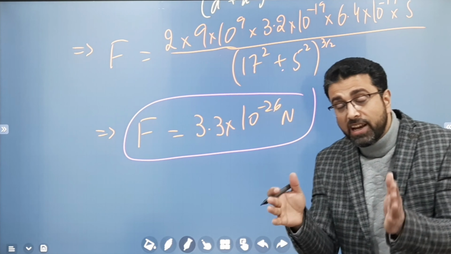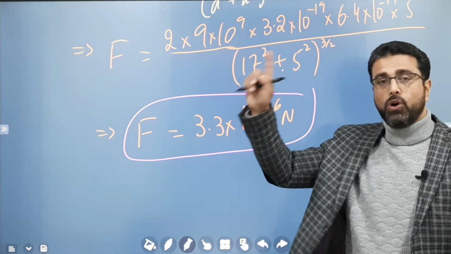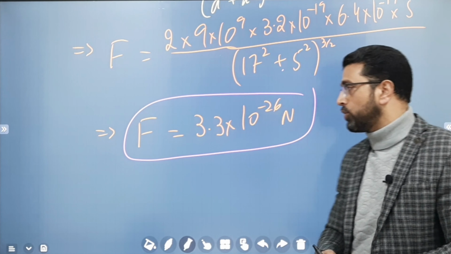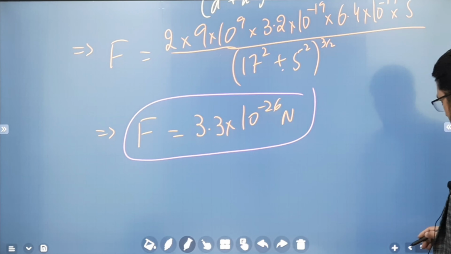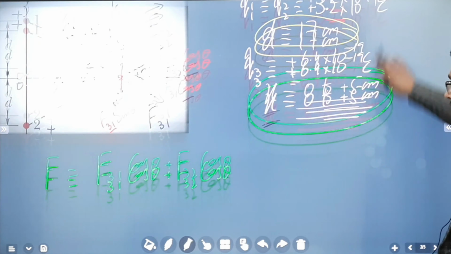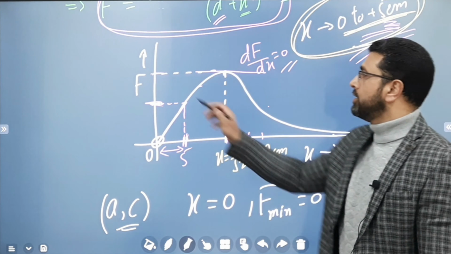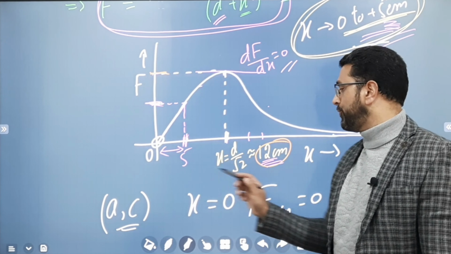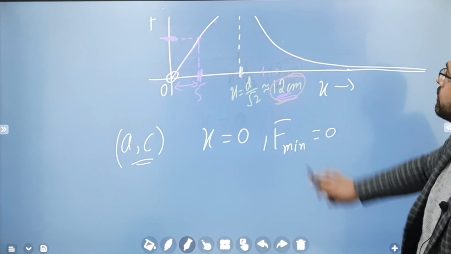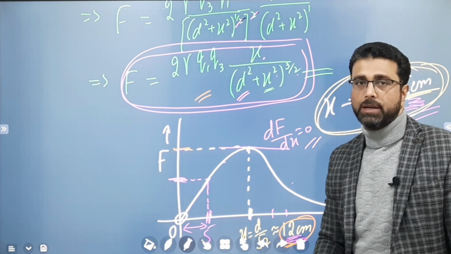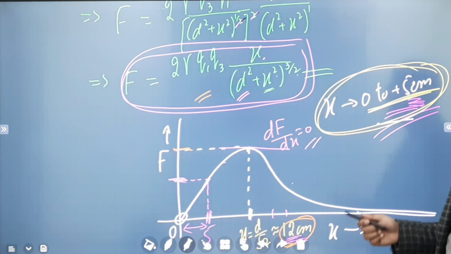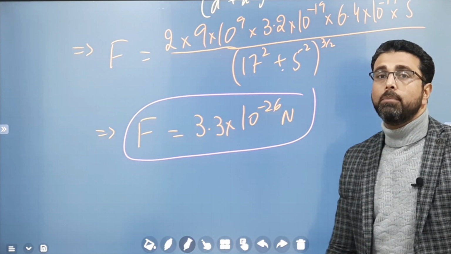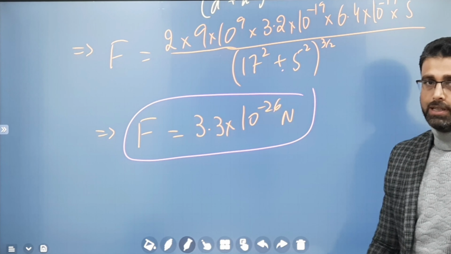This is the maximum force within the range 0 to 5. Overall, this is not the maximum. Overall maximum force is at x equal to 12 centimeters. This is the maximum force within the 0 to 5 centimeter range. Is that fine? So take this as an assignment: find out the overall maximum force. Now you know the value of x for that, x is equal to 12 centimeters. So you just have to substitute x equal to 12 centimeters here and you will find that maximum force. I'll leave that for you. So within 0 to 5 centimeters, force is maximum at 5 centimeters and the value of that maximum force is 3.3 into 10 to the power minus 26 newtons. Is that fine?